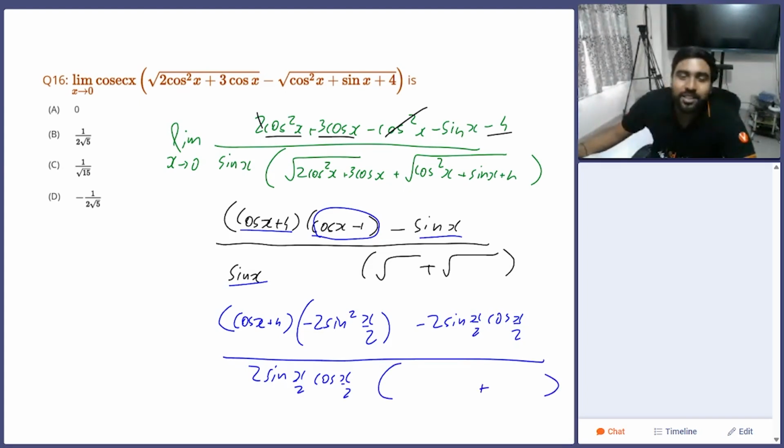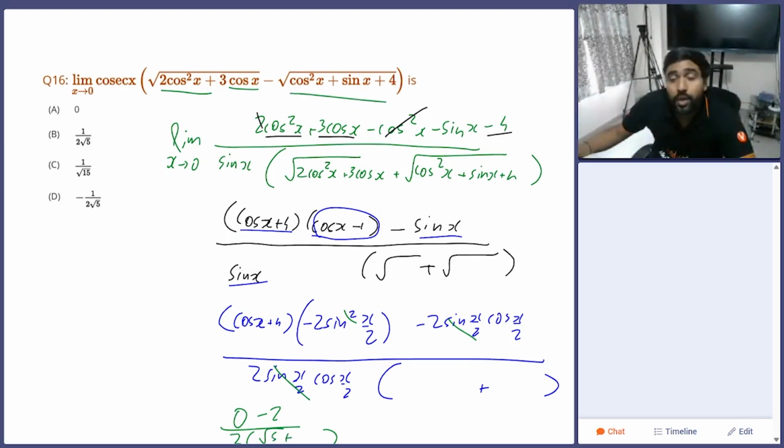Now I can cancel all the zero causes. This sin x by 2 cancels out, and this sin x by 2 also cancels out over here. Now when you put x tending to 0, first term is directly equal to 0. Second term you have minus 2 divided by, in the denominator you have 2 into, what is this root wale terms ka addition, that is 2 plus 3, that is root 5, plus what do you have over here, 1 plus 0 plus 4, that's root 5 again. This is equal to minus 2 divided by 2 root 5, that's minus 1 upon 2 root 5. That's the final answer, I believe.